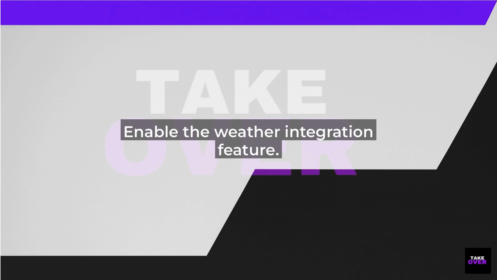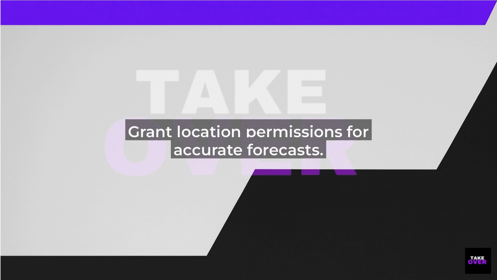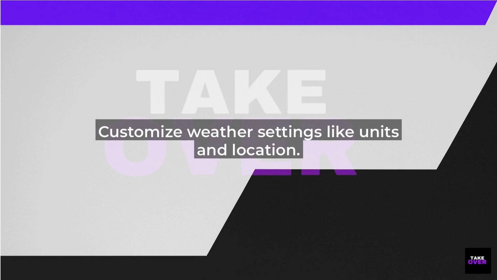It's that simple. Google will prompt you to grant location access, so go ahead and allow it to pull accurate weather data based on your area. Next, customize your settings, like choosing your preferred location if you're traveling, or switching between Celsius and Fahrenheit for temperature units.